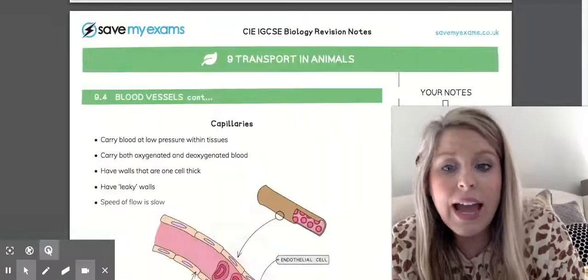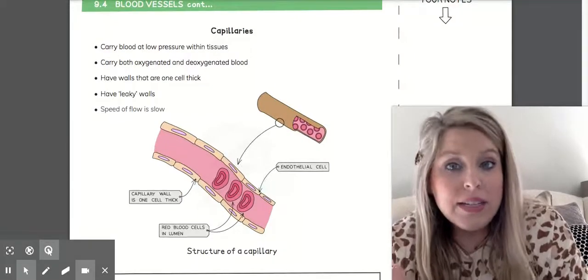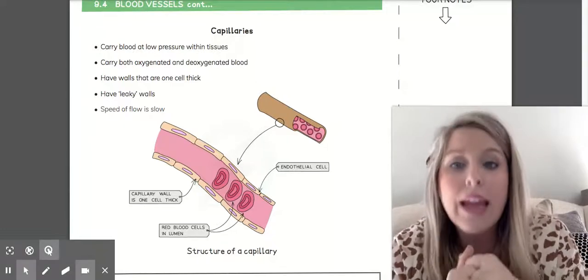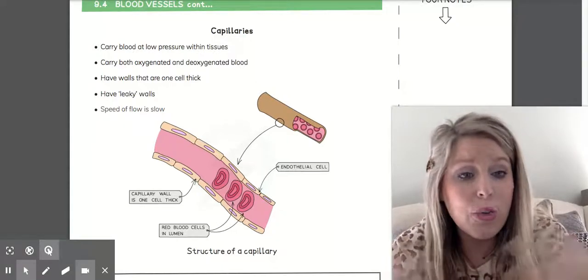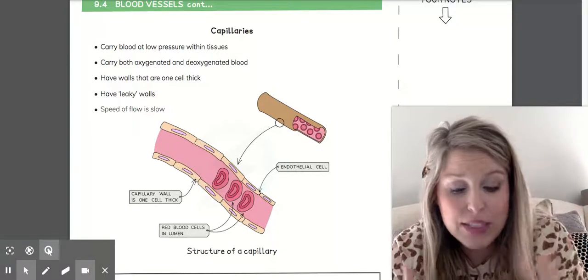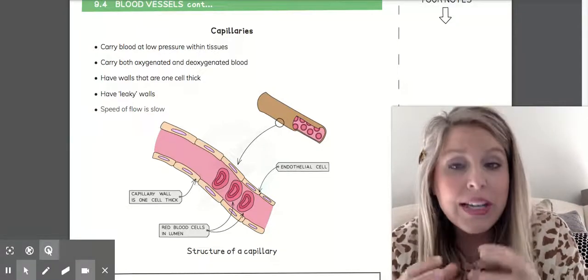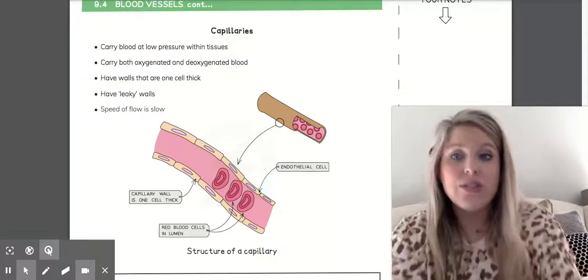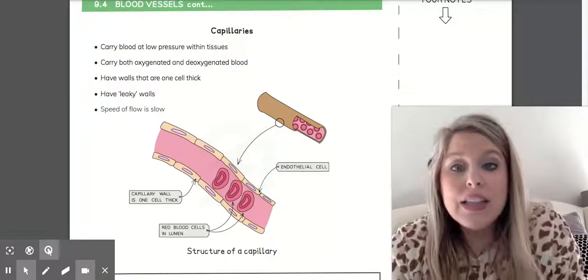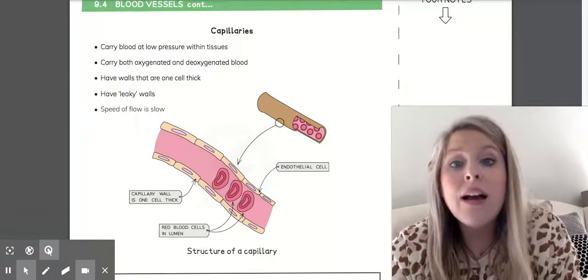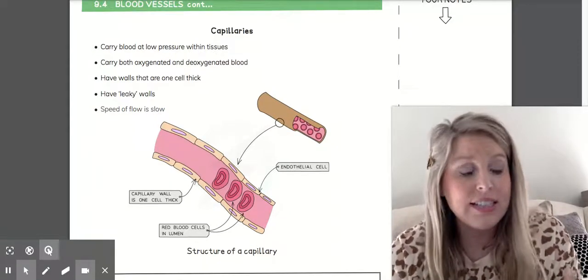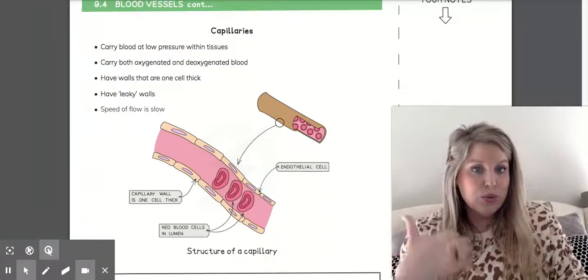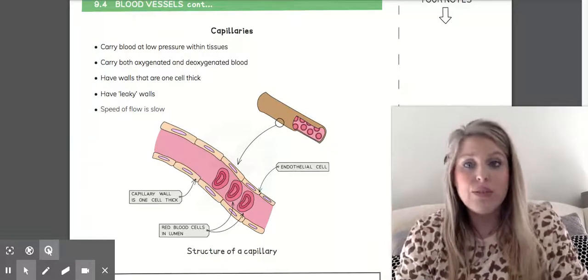Now, when we look at capillaries, it's going to be a little bit different. The veins and arteries are pretty much the opposite of one another. Capillaries are just what each of the veins and arteries break all the way down into, in the smallest form, for nutrient transactions to occur. So they carry blood at low pressure within tissues, both oxygenated and deoxygenated, because this is the point at which carbon dioxide is being removed and oxygen being absorbed for that respiration process to occur.